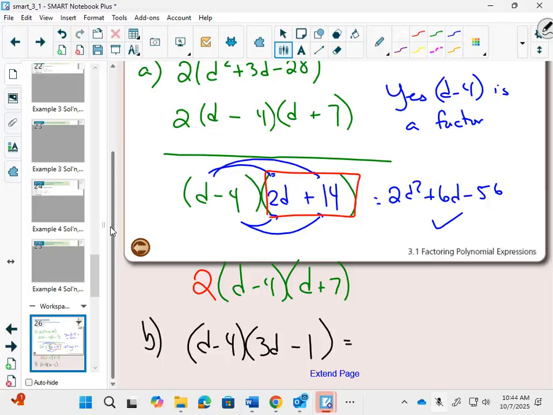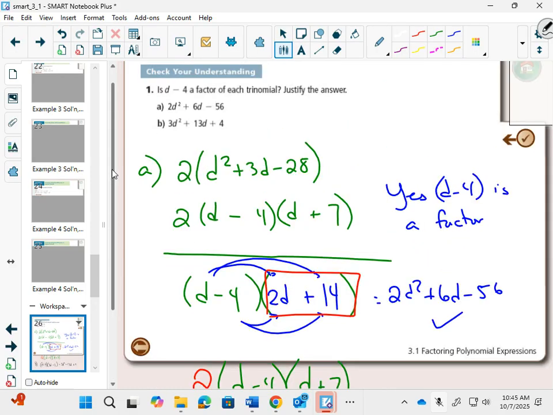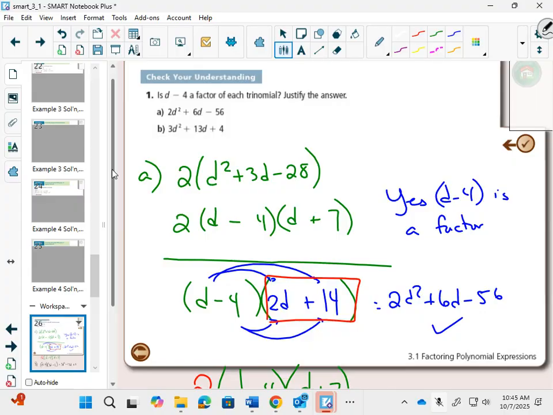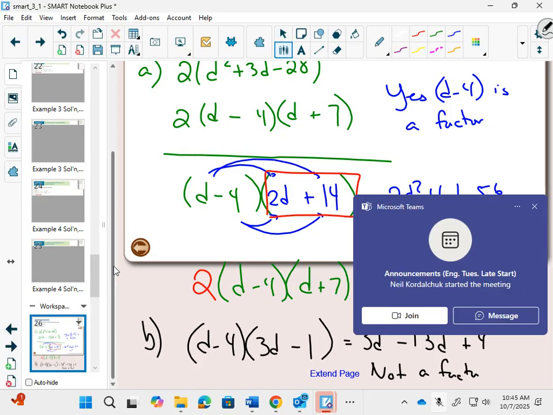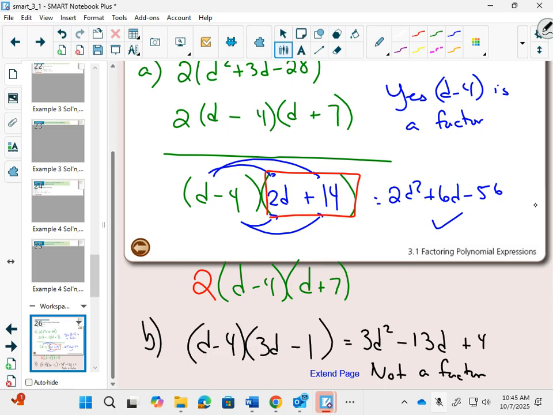And if I multiply this out, I get 3d squared. Outside is minus 13d and plus 4. Does this match up with what it was originally? No. Originally there's a plus 13d. I get a minus 13d. So I can say it's not a factor using that method.